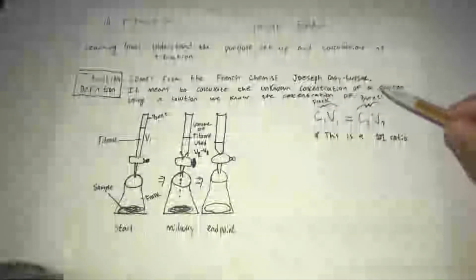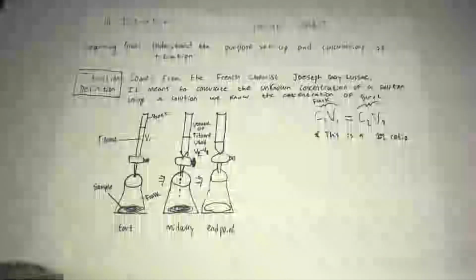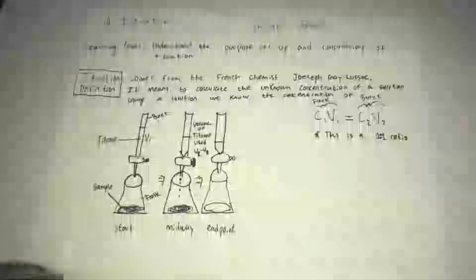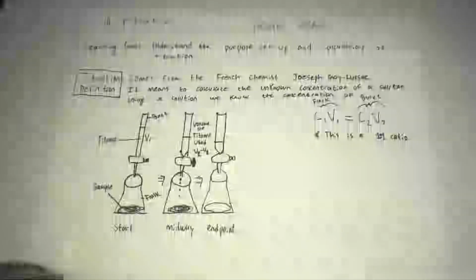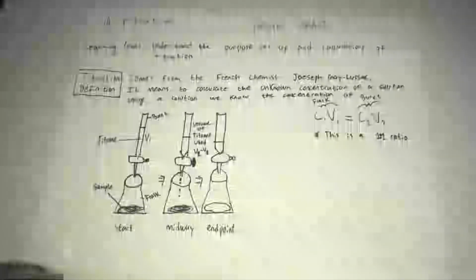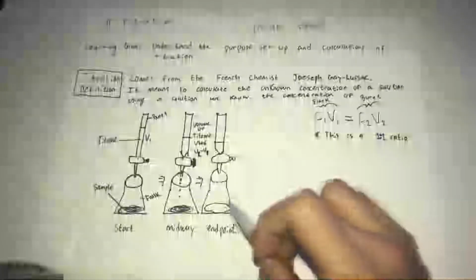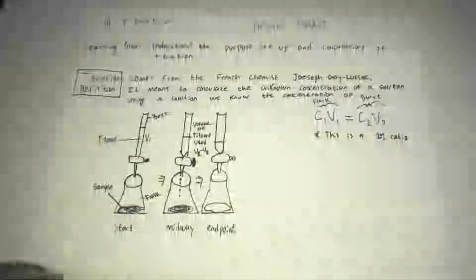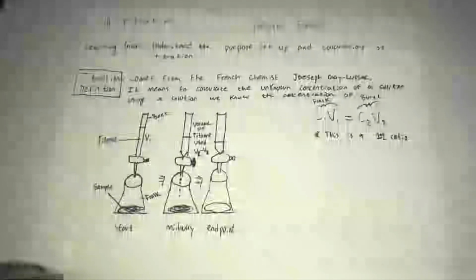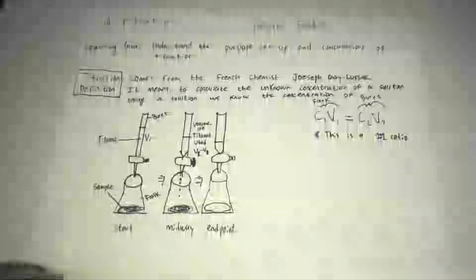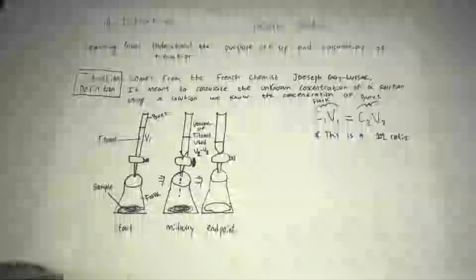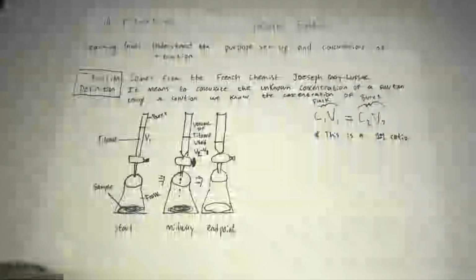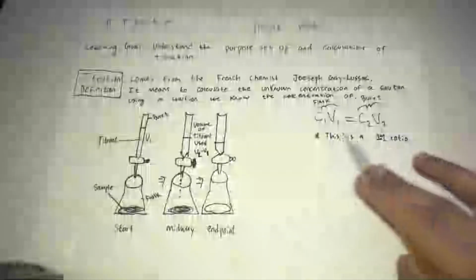One thing to note is the titrant, you know all the information about. You know what the concentration is, you know what the volume is, you know what kind of chemical it is. But for whatever is in the flask, you only know what kind of chemical it is and the volume, but you don't know what the concentration is, and that's the point of this lab. And note that this is only for a 1-to-1 ratio.